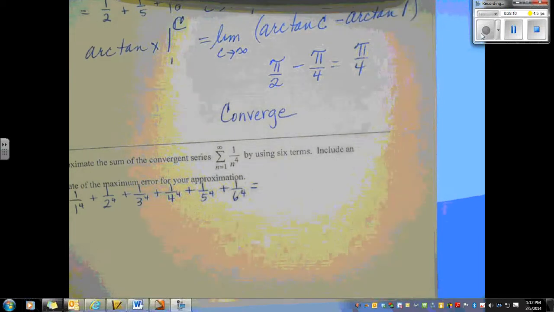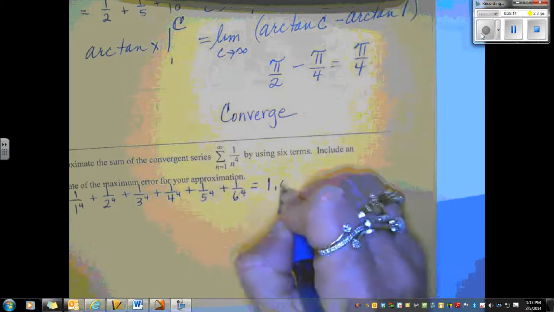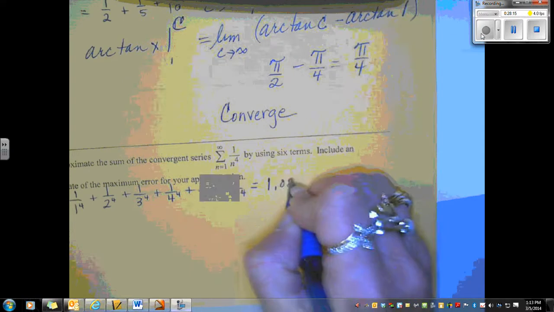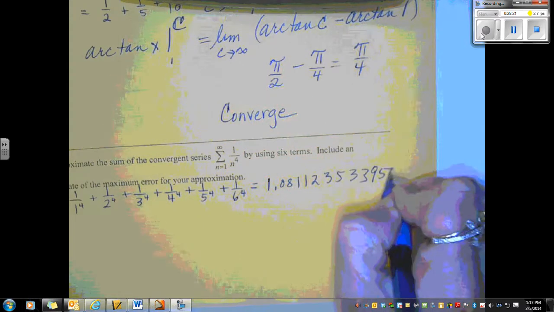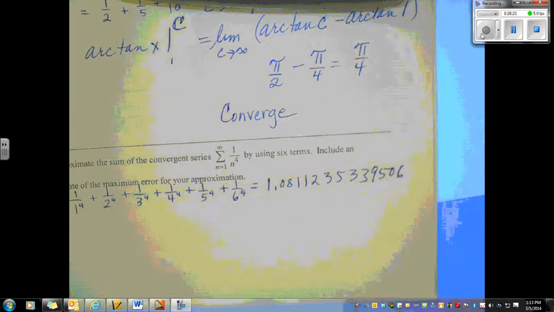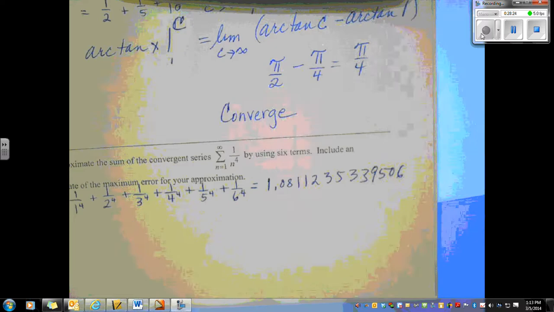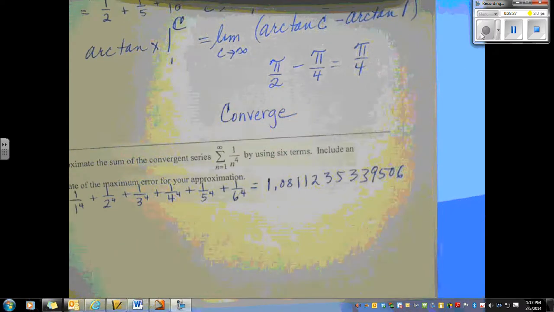1.08, 1, 1, 2, 3, 5, 3, 3, 9, 5, 0, 6. That's what I'm talking about there. Mega decimals. 1.08 and a lot more.